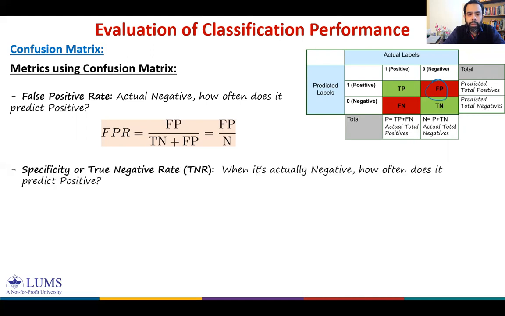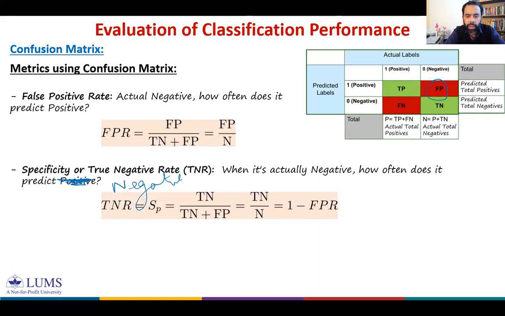Okay, let's talk about another metric, specificity, or true negative rate. When it is actually negative, how often does it predict positive? So actual label is negative and you predict as positive, right? Where do you get it? Hang on. So it's a true negative rate: when it's actually negative, how often does it predict... It should be, my apologies, I will correct this in the notes. Negative. So true negative divided by N, and that is simply 1 minus false positive rate.